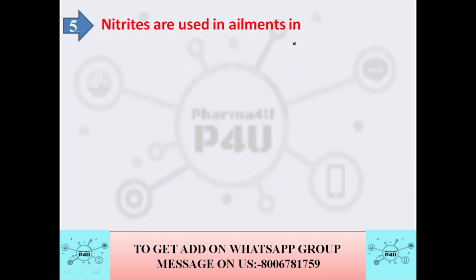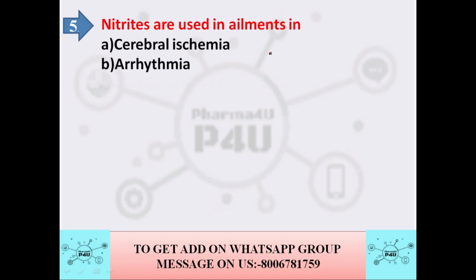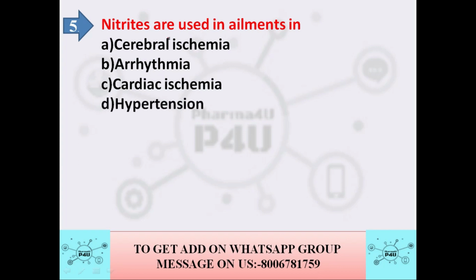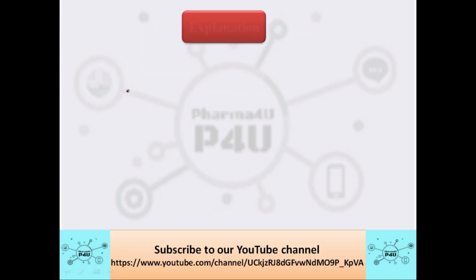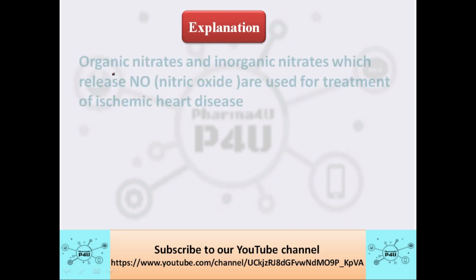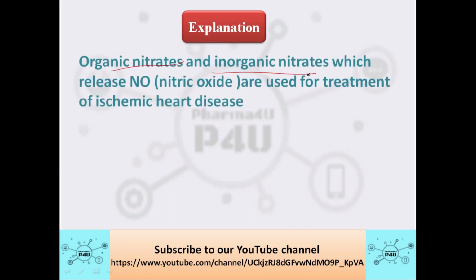Nitrates are used in ailments in: option A is cerebral ischemia, option B is arrhythmia, option C is cardiac ischemia, option D is hypertension. The correct answer is cardiac ischemia. So students, C is the correct answer. Now for an explanation: organic nitrates and inorganic nitrates, which release nitric oxide, are used for the treatment of ischemic heart disease.